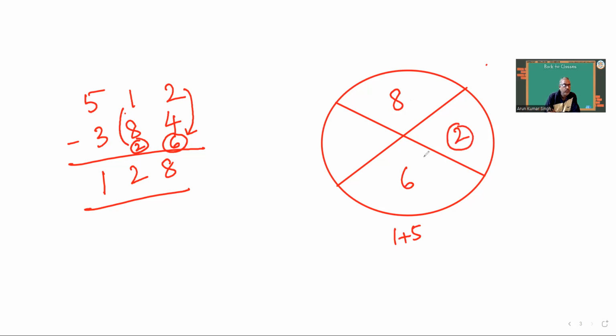My answer, so this is subtraction. So it should be 8 minus 6 is 2. My answer should be 2. Let's see here. So 1 plus 2 plus 8, this is 8 plus 2, so 11. 11 means 1 plus 1, it is 2. So the answer is correct.